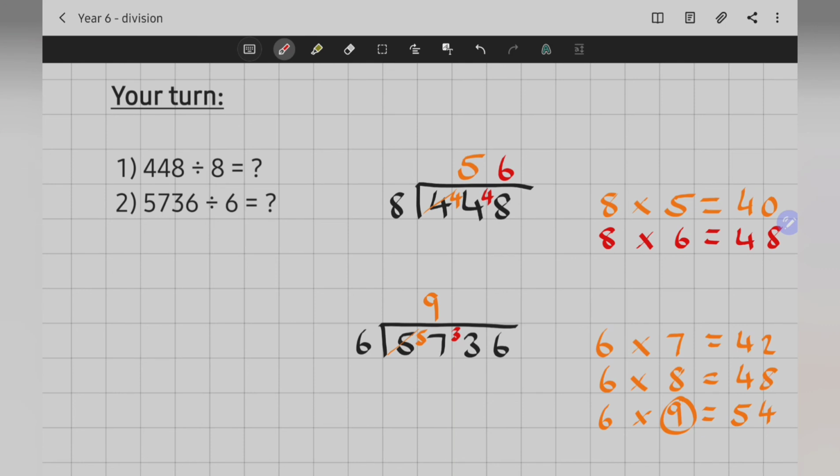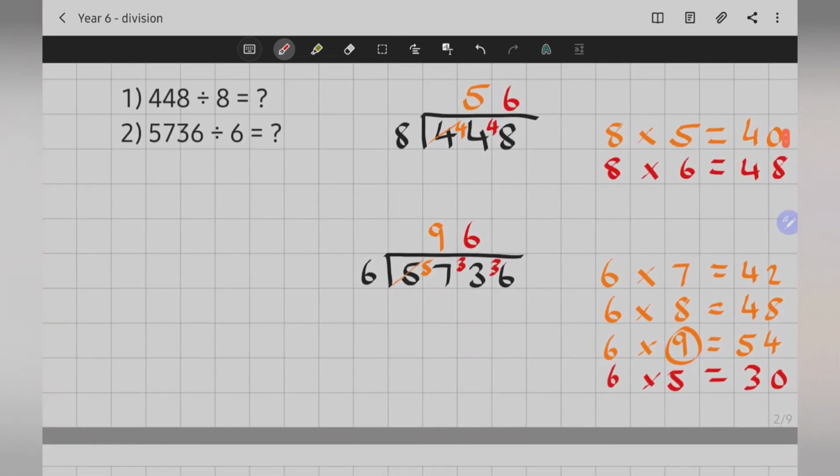33 divided by 6. Well, 6 times 5 equals 30. So 5, with 3 left over again. 6 into 36. Well, 6 times 6 equals 36. It's a squared number. Therefore, I've got 6 again.